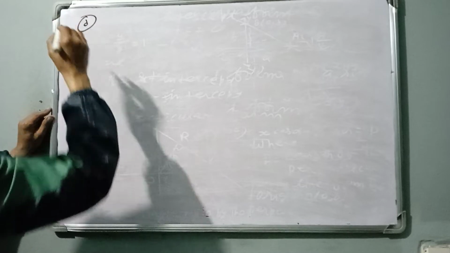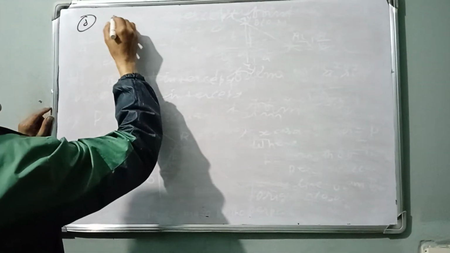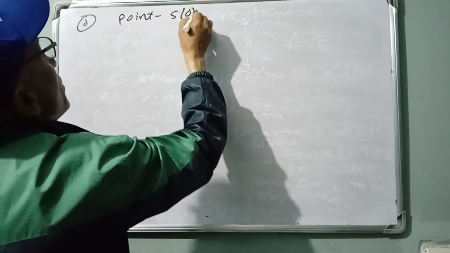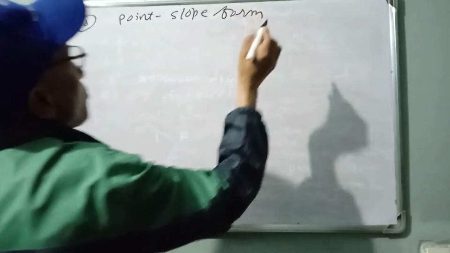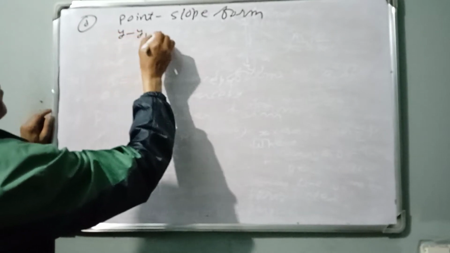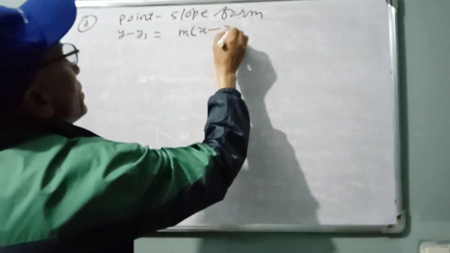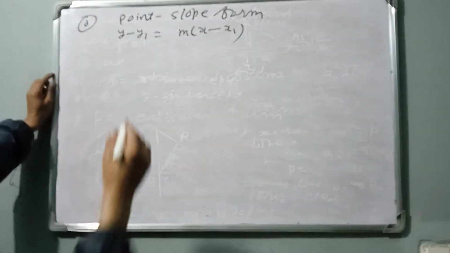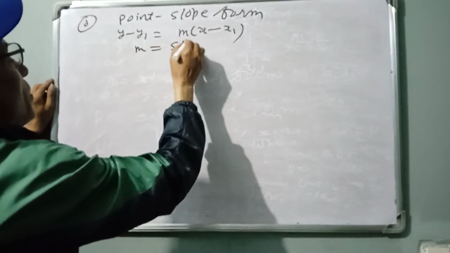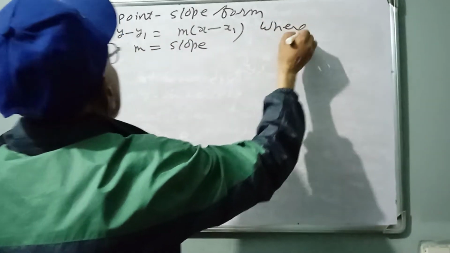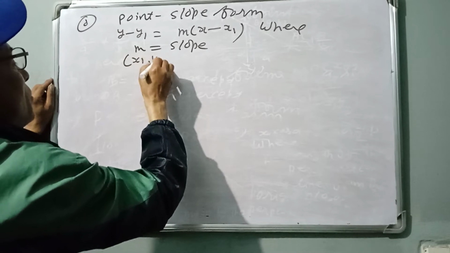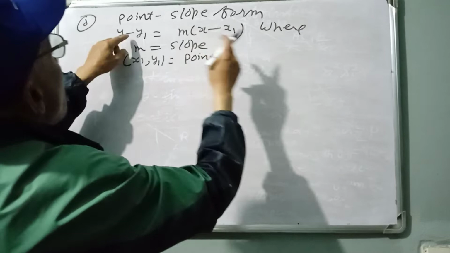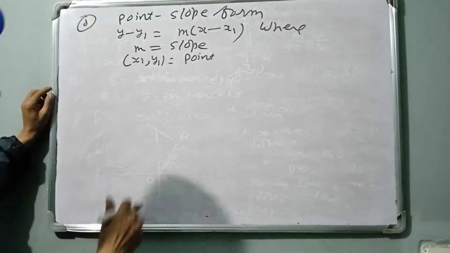Point form, or single point form, called point slope form. What is the point slope form? Y minus y1 equal m times x minus x1, where m is the slope and (x1, y1) is the point. M slope, point (x1, y1), slope m.